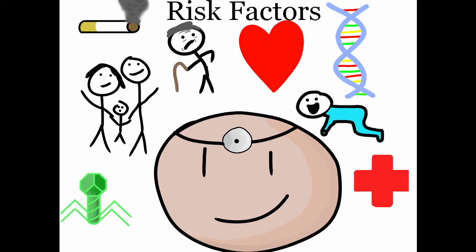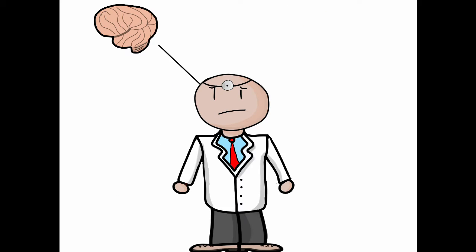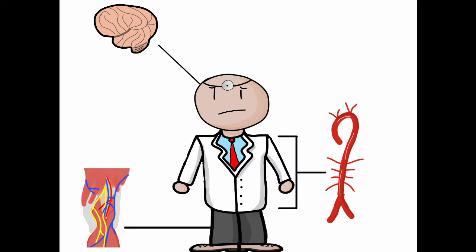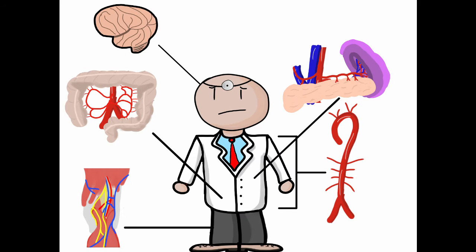Aneurysms can pop up all over, such as the brain, which is an intracranial aneurysm, aorta, popliteal, which is behind the knee, mesenteric, and splenic are the most common places. For the purpose of this video, however, we'll just be talking about the aorta since it's the most common type.